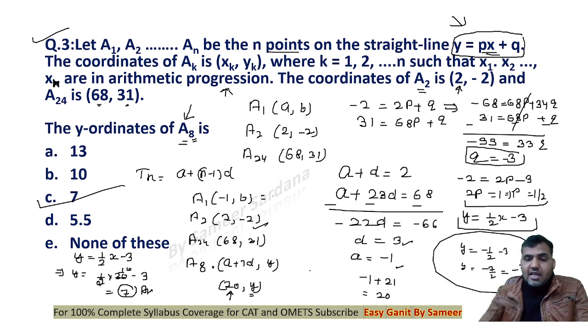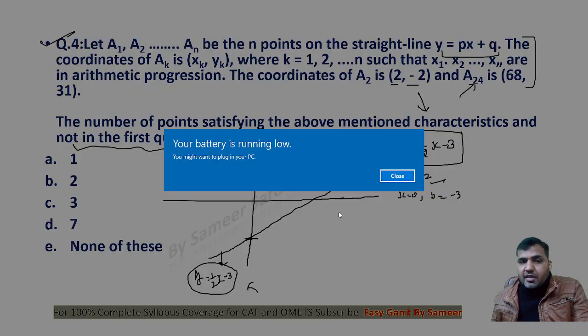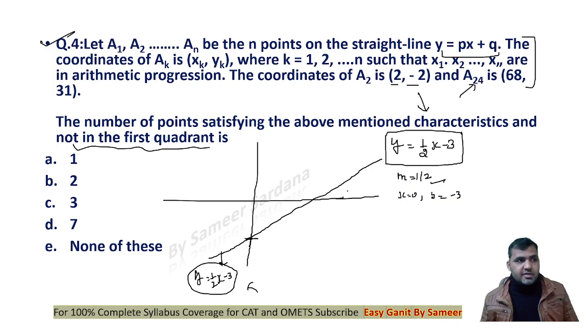So in the given line, if I put x as -1 by 2, right, my first point is, just a minute guys.